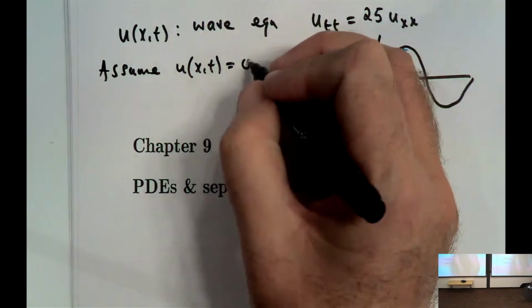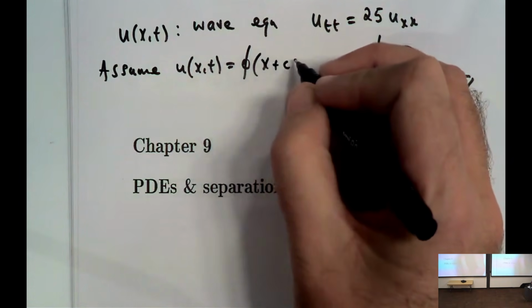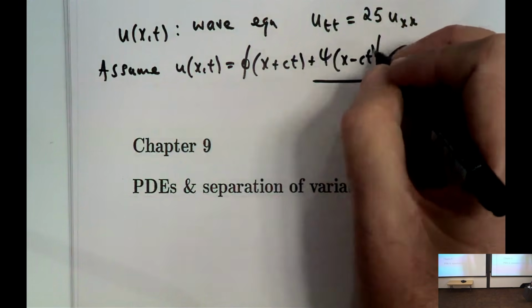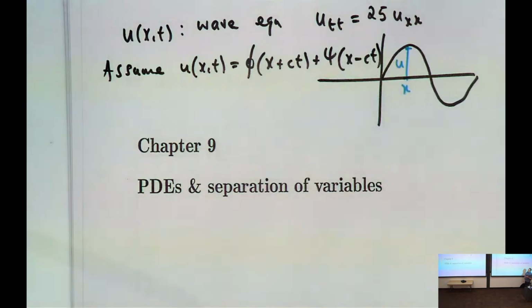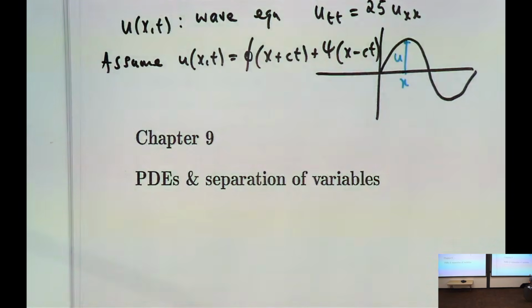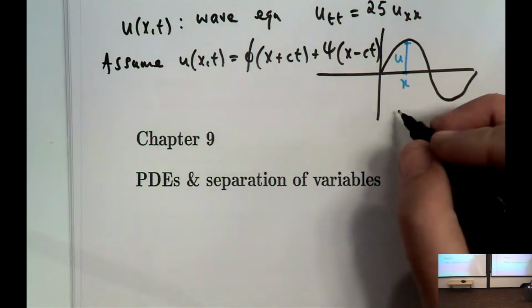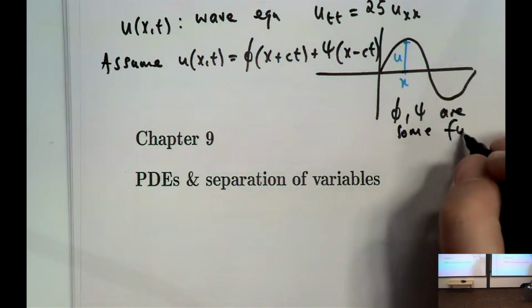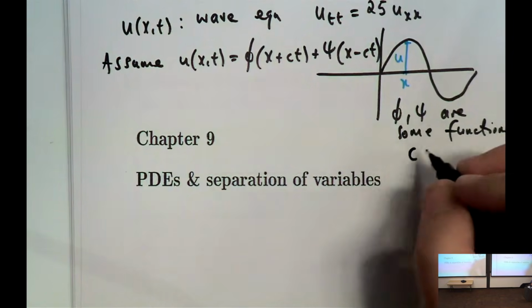That the solution is a combination of two functions. Okay, so here, c is a constant. It's actually 5 squared in this case, the coefficient of uxx. And I'm going to show you how this can be a general sort of format for the solution to this wave equation. Okay? So let's put a little bit of detail in here. So phi and psi are some functions, and c is a constant.